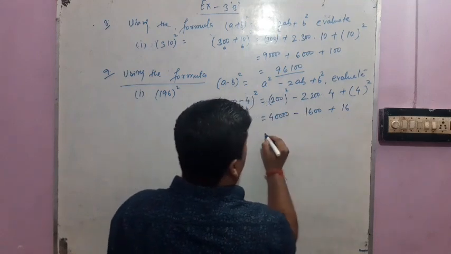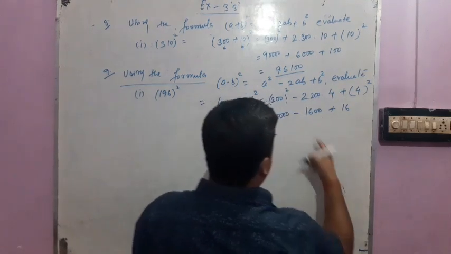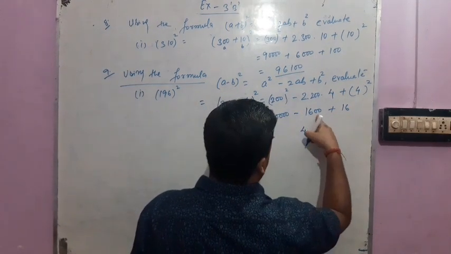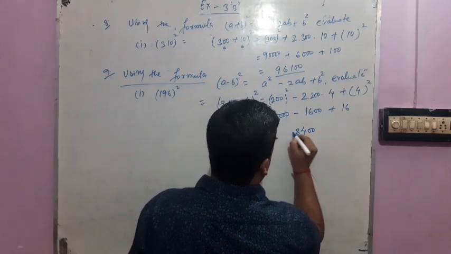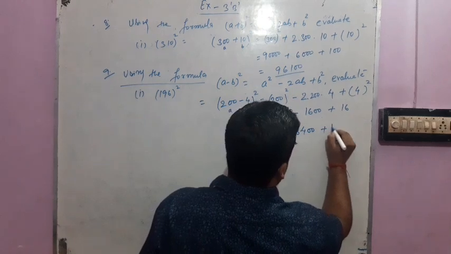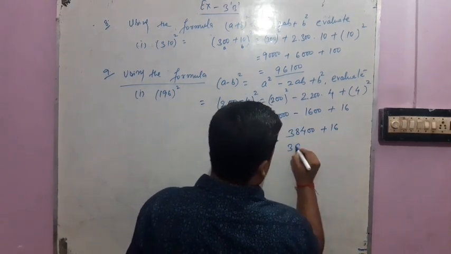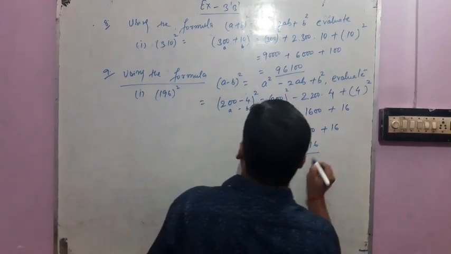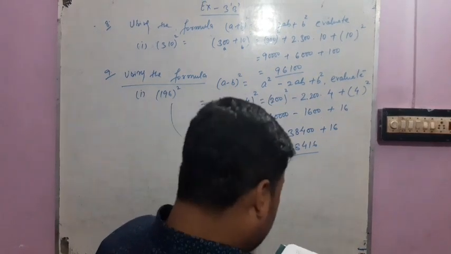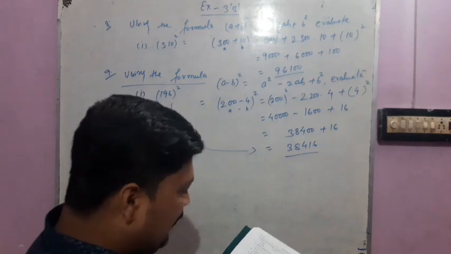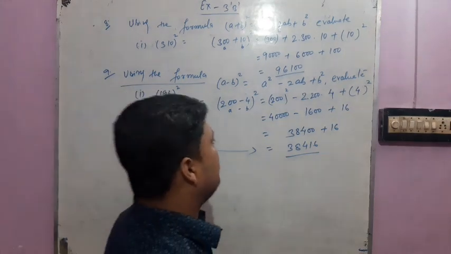So first we have to add both terms, or you can also subtract here. 1600 plus 36,000 is 38,400, plus 16, is 38,416. So the square of 196 is 38,416. Okay. In the same way, you have to solve questions number 2 and 3.